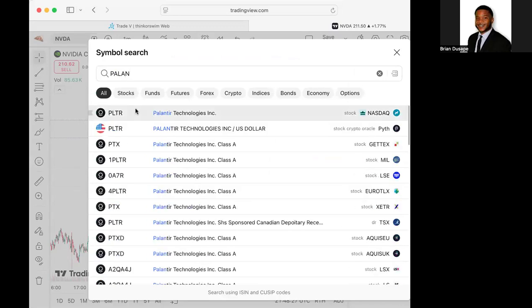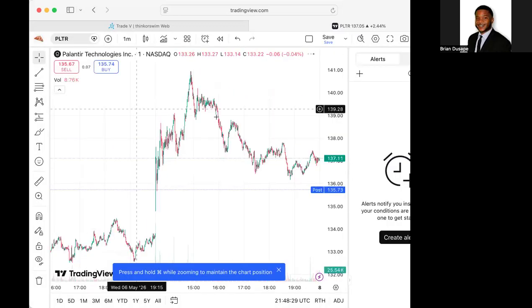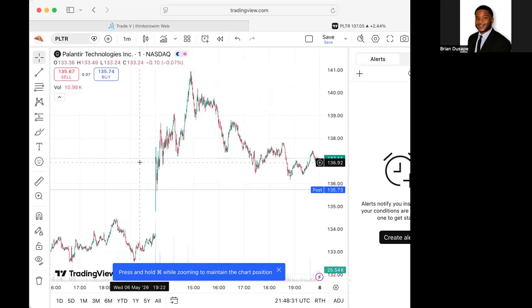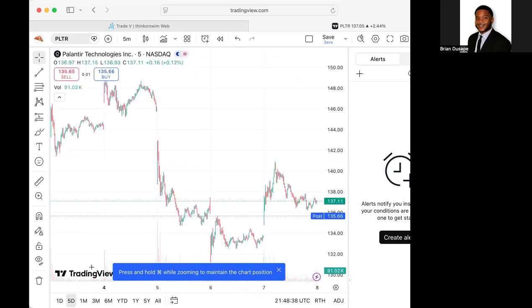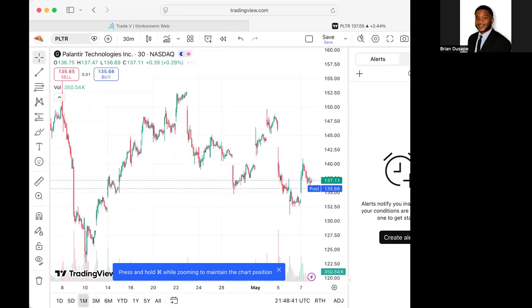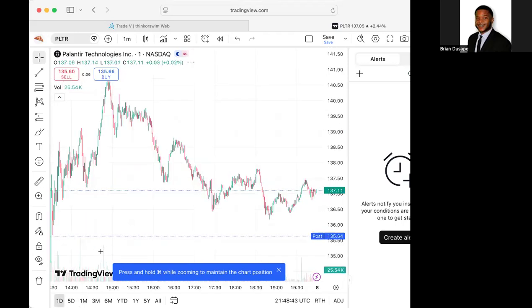But let's look at Palantir. To me, this is a red. Red means no trade. Do not approach. Do not collect $200. Just keep observing if you can, but the daily will show you what you need to see.